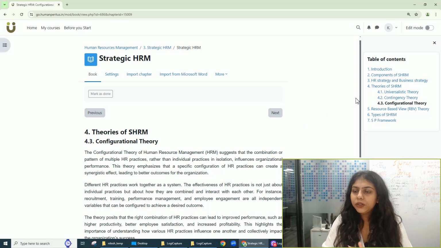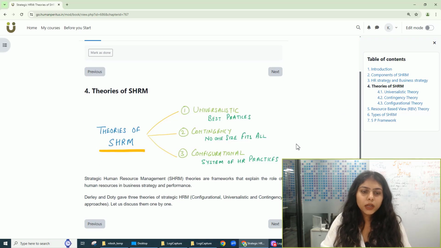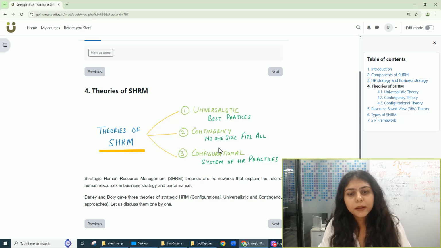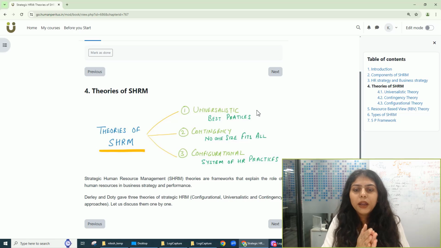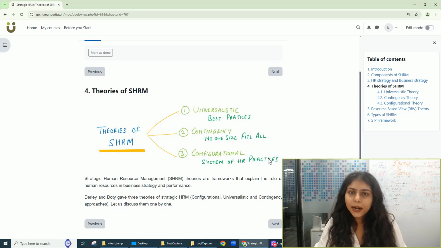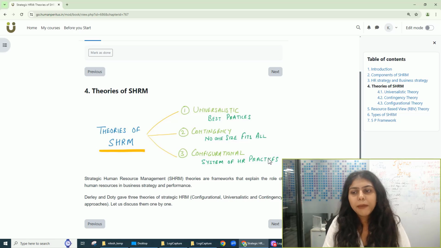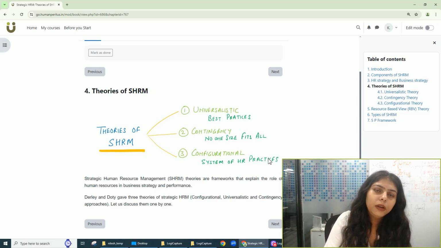So these are the 3 theories of strategic human resources management: contingency theory, universalistic theory and configurational theory. This could be summarized as follows. The universalistic theory abides by the best practices logic. The contingency theory follows the no one size fits all approach. And the configurational theory is a system of HR practices that are in coherence with each other, done in a bundled manner to achieve the optimal results.